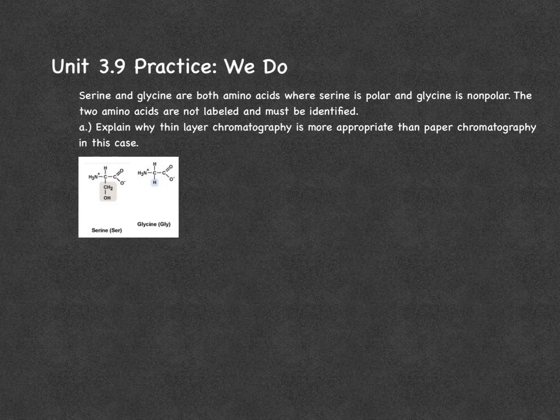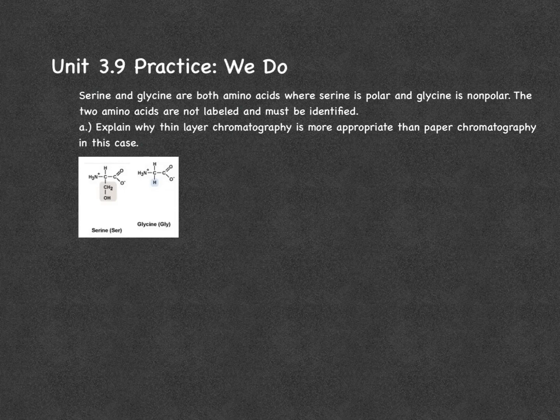Unit 3.9, we do practice. Serine and glycine are both amino acids where serine is polar and glycine is nonpolar. The two amino acids are not labeled and must be identified. Part A asks us to explain why thin layer chromatography is more appropriate than paper chromatography in this case. And to help us, underneath we have our structures of our serine and our glycine.